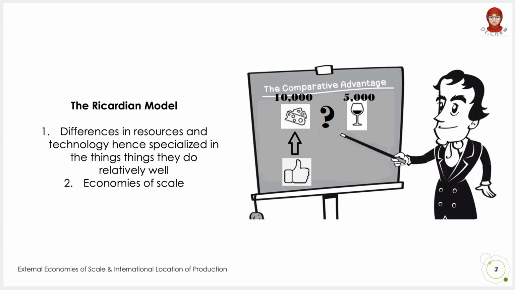In the Ricardian model, we pointed out that there are two reasons why countries specialize in trade. First, countries differ either in their resources or technology, hence specialize in the things they do relatively well. Second, economies of scale or increasing returns make it advantageous for each country to specialize in the production of only a limited range of goods and services.